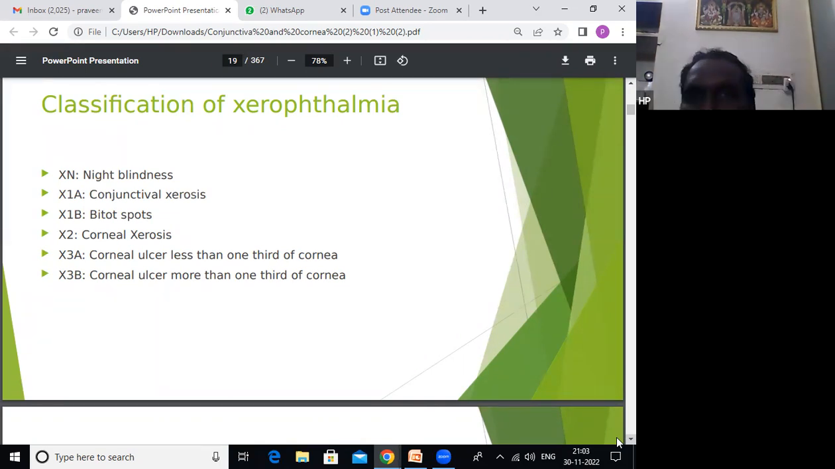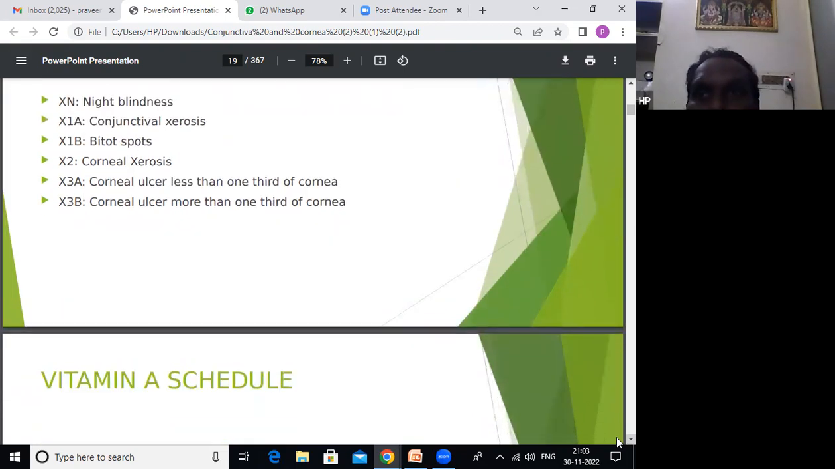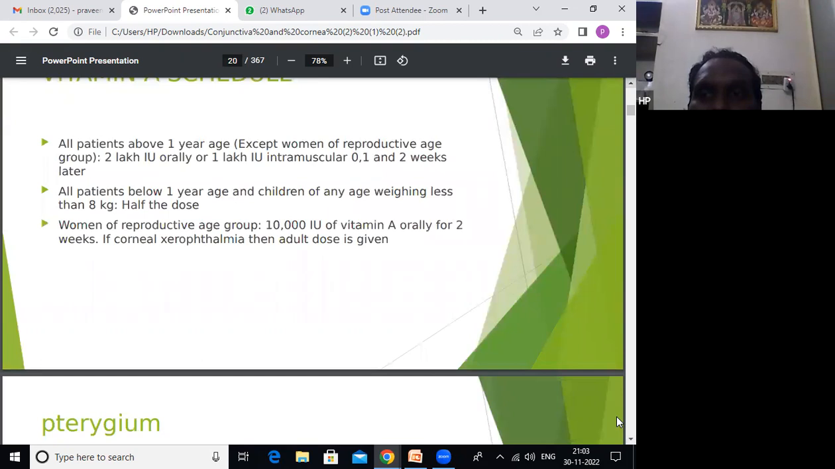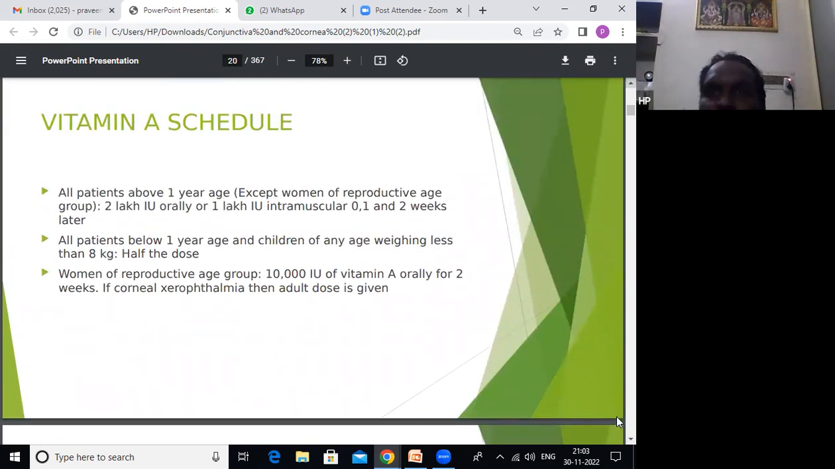There are several questions on this slide. XN stands for night blindness. X1A is conjunctival xerosis. X1B is Bitot spot. X2 is corneal xerosis. X3A is corneal ulcer involving less than 1/3 of the cornea, and X3B is corneal ulcer involving more than 1/3 of the cornea. So you have to know that. Again, this slide is very, very important. You just have to memorize it.